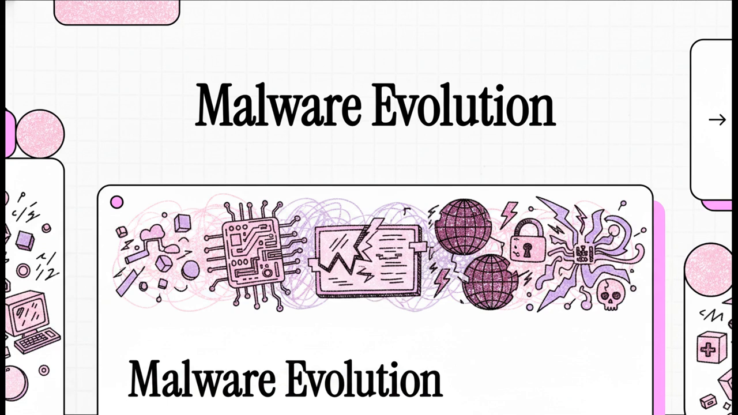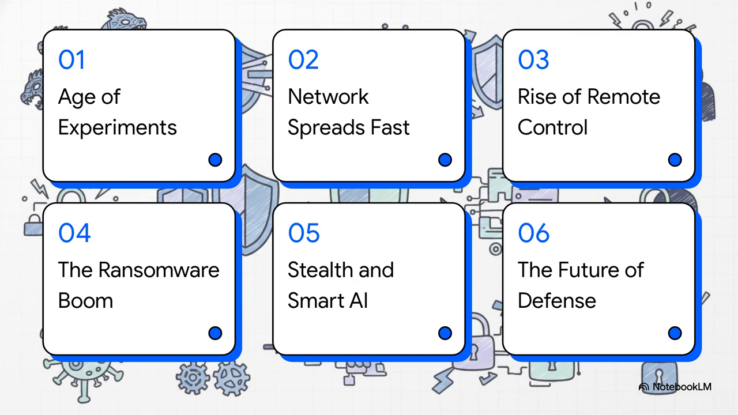If you've ever wondered how we got from annoying little computer glitches to sophisticated global cyber attacks, you are absolutely in the right place. We'll be tracking this threat chapter by chapter. We'll start with the age of experiments, move into when the network spreads fast, look at the rise of remote control, the ransomware boom, stealth and smart AI, and finally, the future of defense. Let's get right to it.